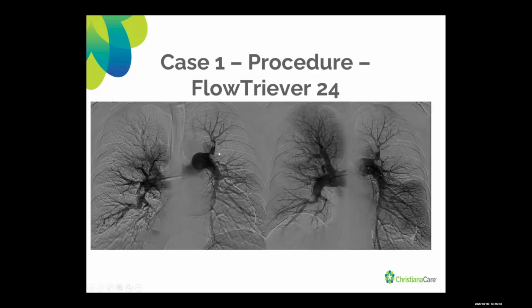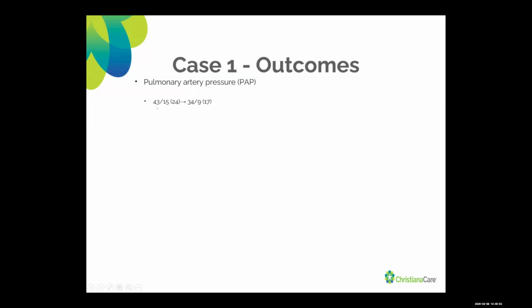Everything went pretty well. You can see on the left side of the screen the initial images, and then on the right, we can see better perfusion on all aspects. There's still some residual clot, but her pressure's improved. As we can see here, went from 43 to 34.